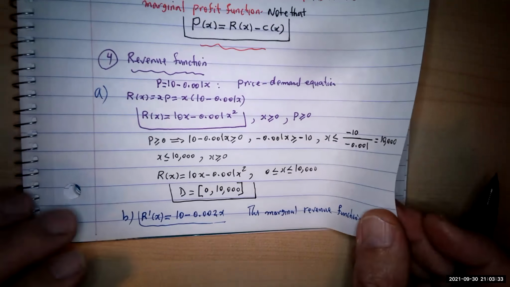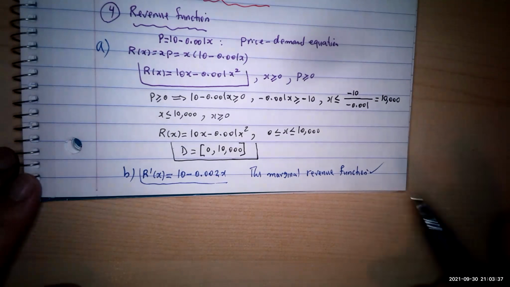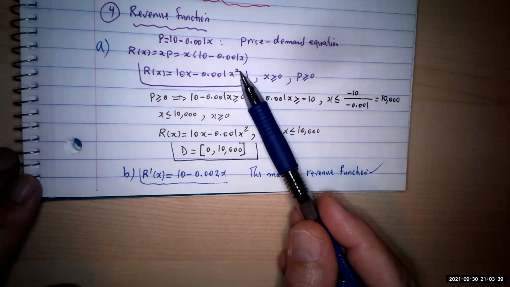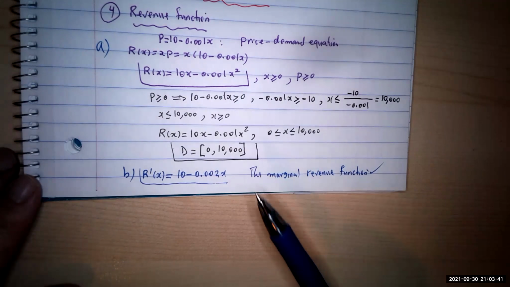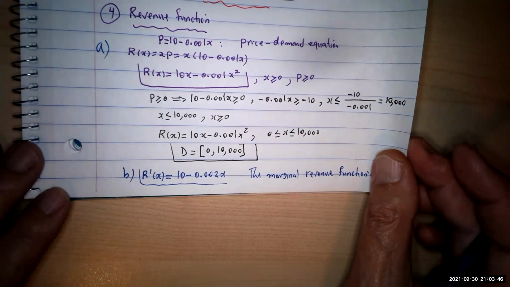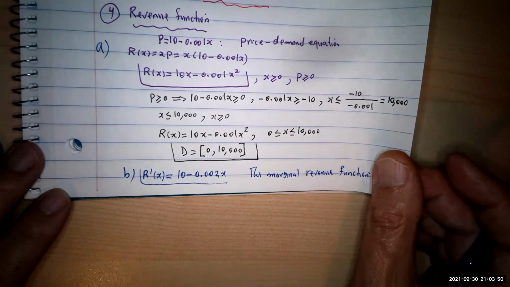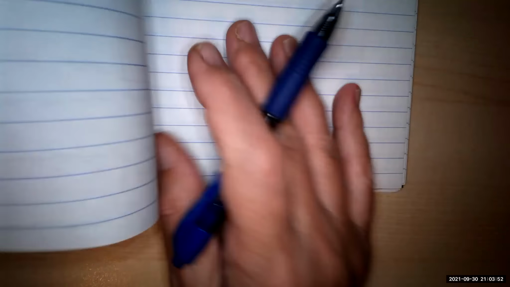So how did you get the 0.002 again? You see, exponent times coefficient, derivative. Again, double check it, because this is going to be decimal numbers most of the time. Make sure that you get it right. So this is it.